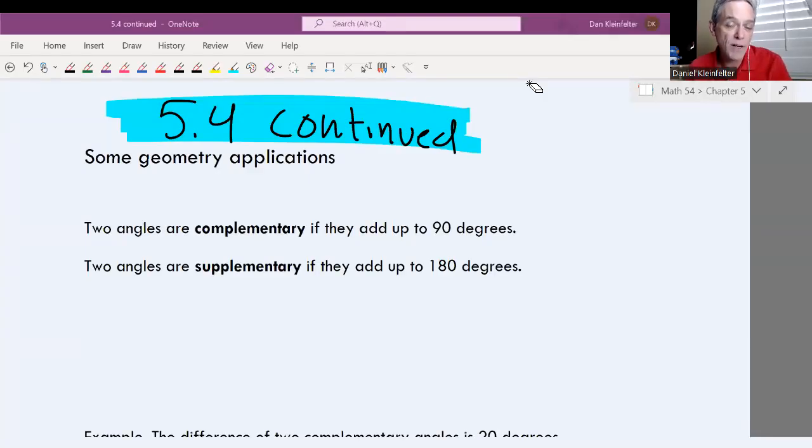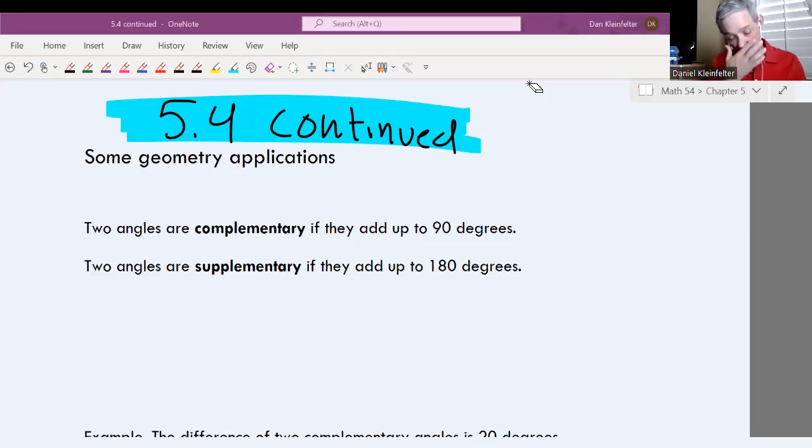Welcome back. In this video, we're continuing with section 5.4 and using systems of equations to help us solve story problems. In this first part, we'll look at some geometry applications. To do that, we need to review the idea of complementary and supplementary angles.